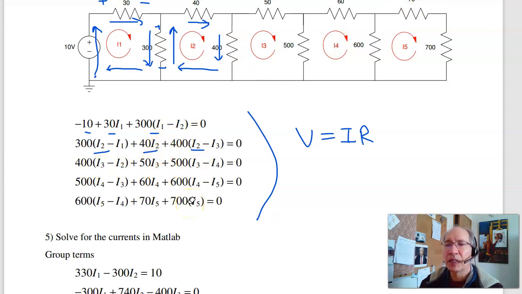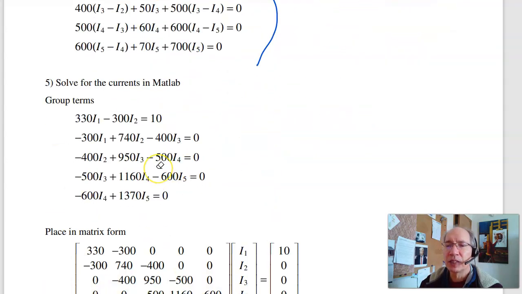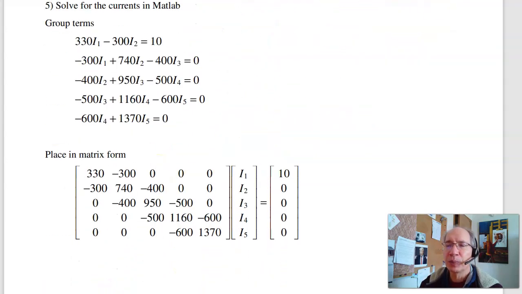Once I get my 5 equations, 5 unknowns, group the terms, put it in matrix form. Again, in matrix form, the first column is times I1, then I2, I3, I4, I5. So this first equation is 330 I1 minus 300 I2 equals 10. The second equation, minus 300 I1 plus 740 I2 minus 400 I3 is 0, and so on.